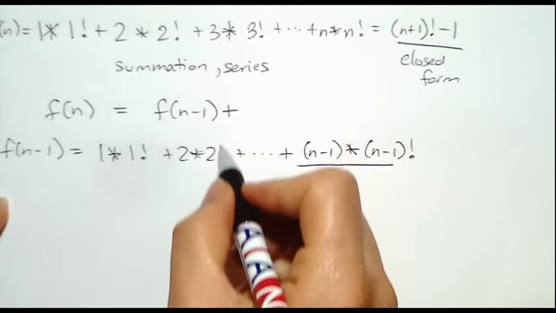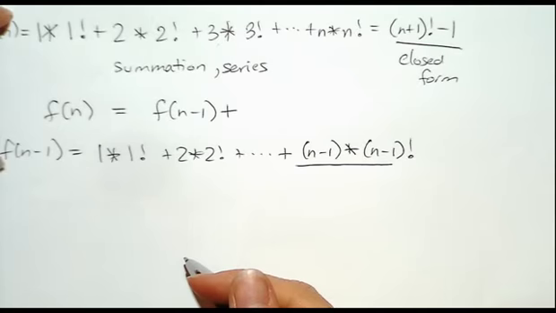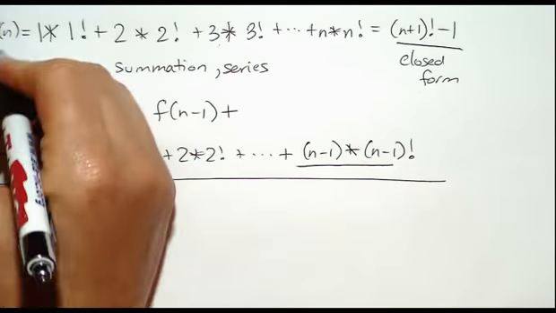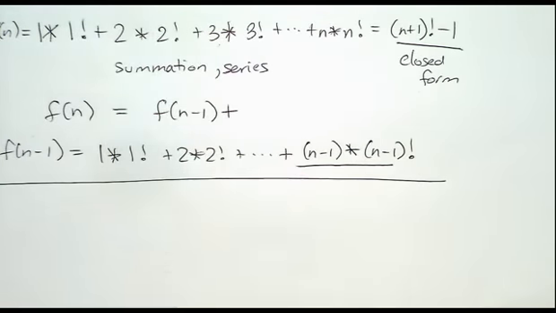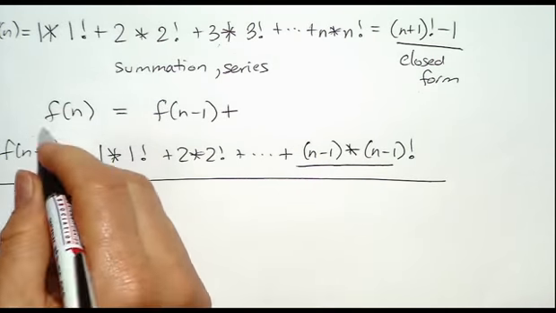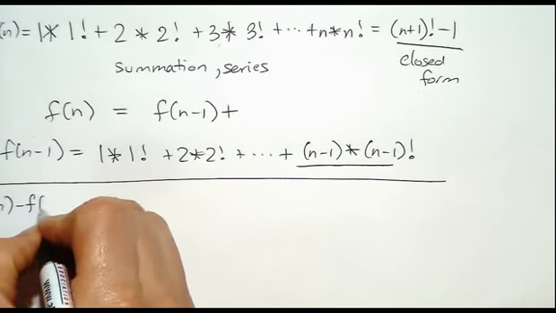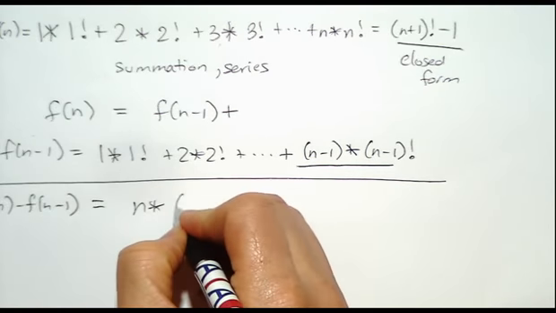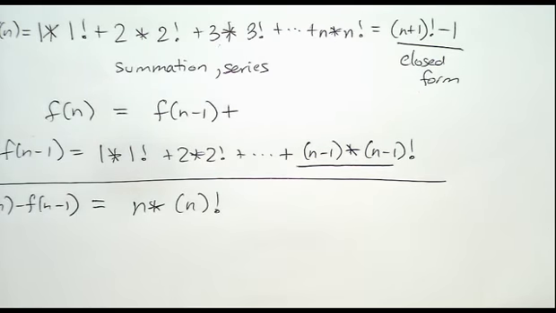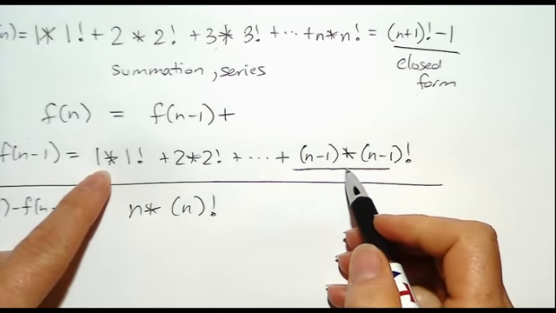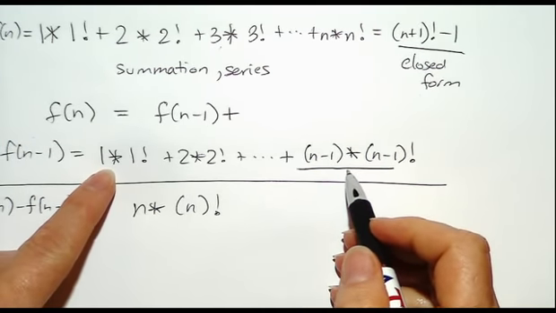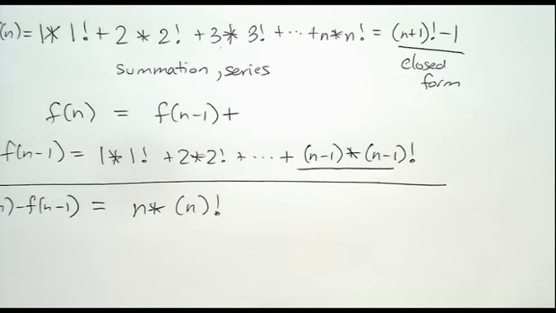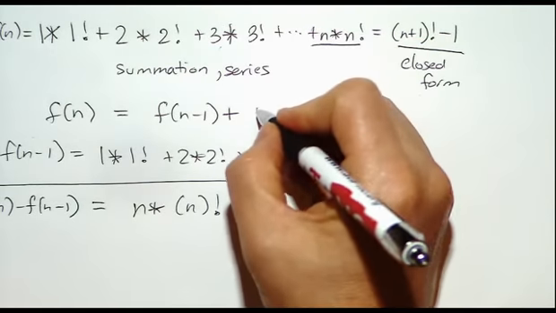So now that you know what this is, what's the difference between these two? If you don't know what this is, I can subtract them. What do I get if I subtract the left-hand side of f of n and f of n minus 1? Over here, I just get f of n minus f of n minus 1. What do I get on the right-hand side? I just get n times n factorial, because all the other terms line up. All the terms in f of n minus 1 are actually in f of n, so the only difference is this last term in f of n.